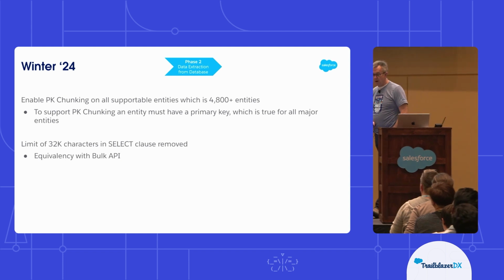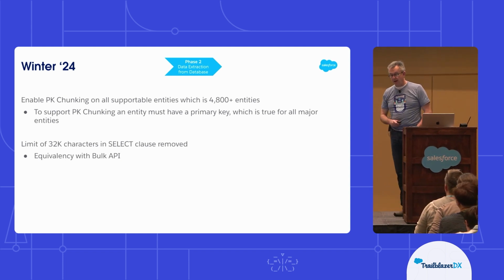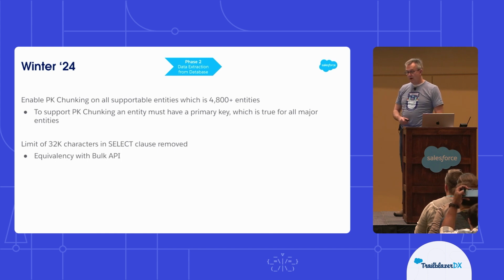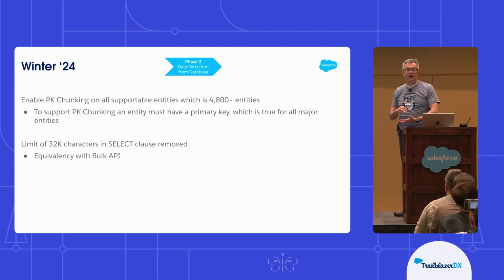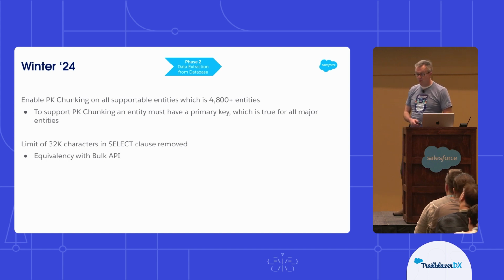So in the previous release, Winter 24, I just want to recap, in Bulk API 2, we basically enabled PK chunking on every single entity that can support that, basically any entity that has a primary key, so nearly 5,000 entities. This makes it a lot more efficient to extract the data because we break the query into a set of batches of 250,000 records using the ID to extract those batches. And then we just execute all of those batches. So it's a lot more efficient way of extracting data. And we just eliminated the 32K character limit in the SELECT clause. That's really about equivalency with Bulk V1.